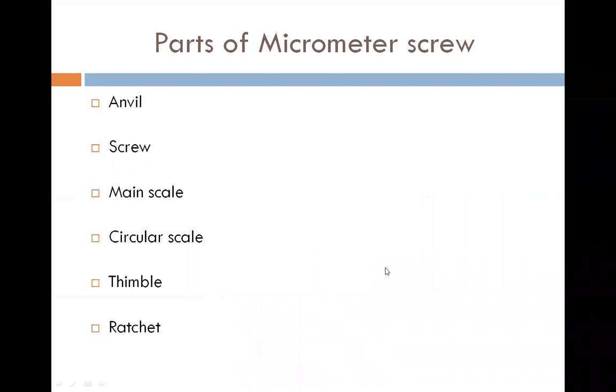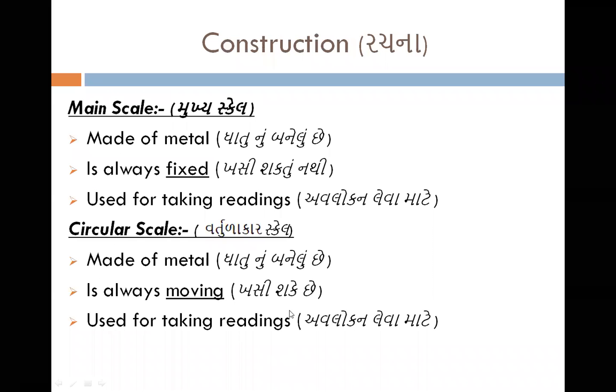Okay. What are the parts? We all know that, or just now I said to you, anvil and the screw part is the part where we are placing the object. There is a main scale, મુખ્ય scale, circular scale, વર્તુળાકારનો scale, thimble and ratchet. ગુજરાતીમાં anvil ને આપણે anvil જ કહીએ છીએ. Screw is also called the same. Thimble and ratchet also we are saying same thing in Gujarati also.